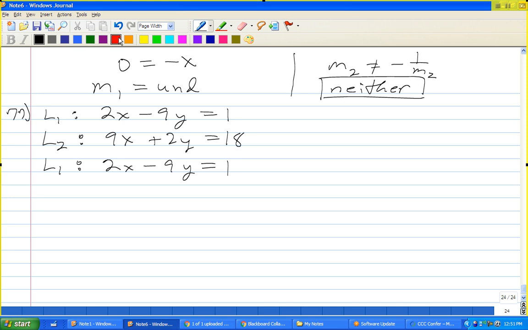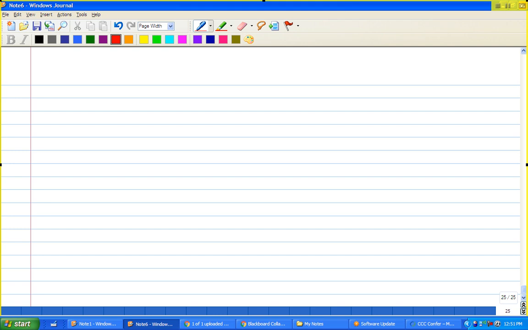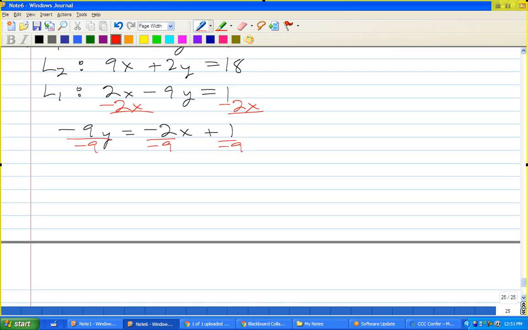Let me subtract 2x from both sides of my equation. So minus 9y equals minus 2x plus 1. Let me divide both sides of my equation by negative 9. And so I have here that y is equal to positive 2/9 x minus 1/9. So the slope of the first line is 2/9.